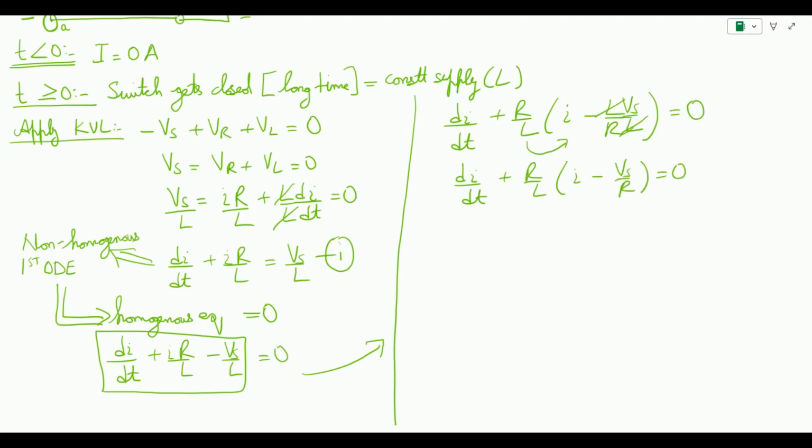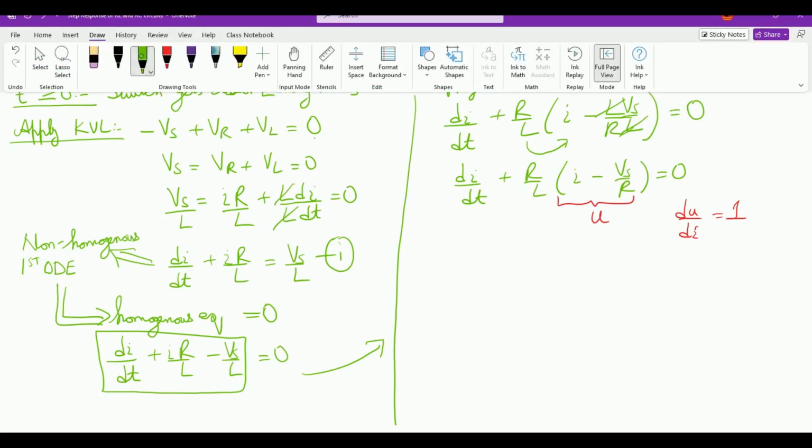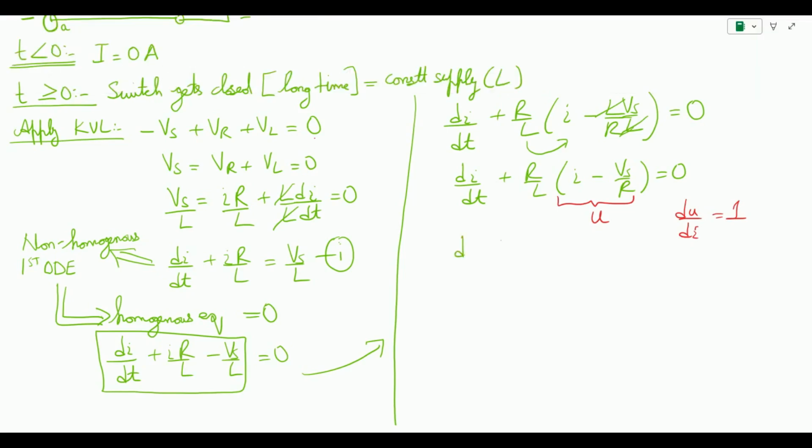Now let us use a substitution method to simplify this equation further. Let us consider this parenthesis to be u, then my du by di equals 1. Which means my new simplified equation becomes: di is replaced by du, so du by dt plus R by L multiplied by u equals 0. So this is where di is getting replaced by du.